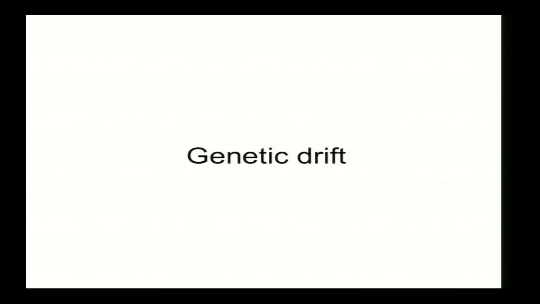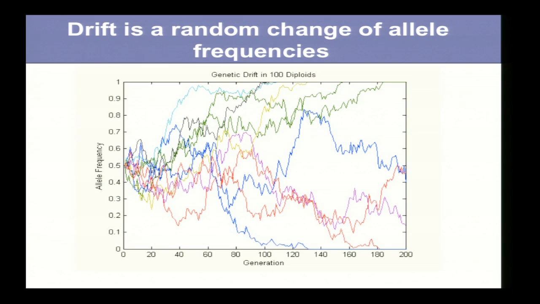Genetic drift is another force. So we introduce mutations to population, and then we sample them, and usually they are rare, so they would either increase in frequency or decrease in frequency. And these are multiple simulations. We start with a variant at frequency 50% and go through small population of 100 diploids, and our frequencies fluctuate a lot, and many alleles are lost and some alleles are fixed.